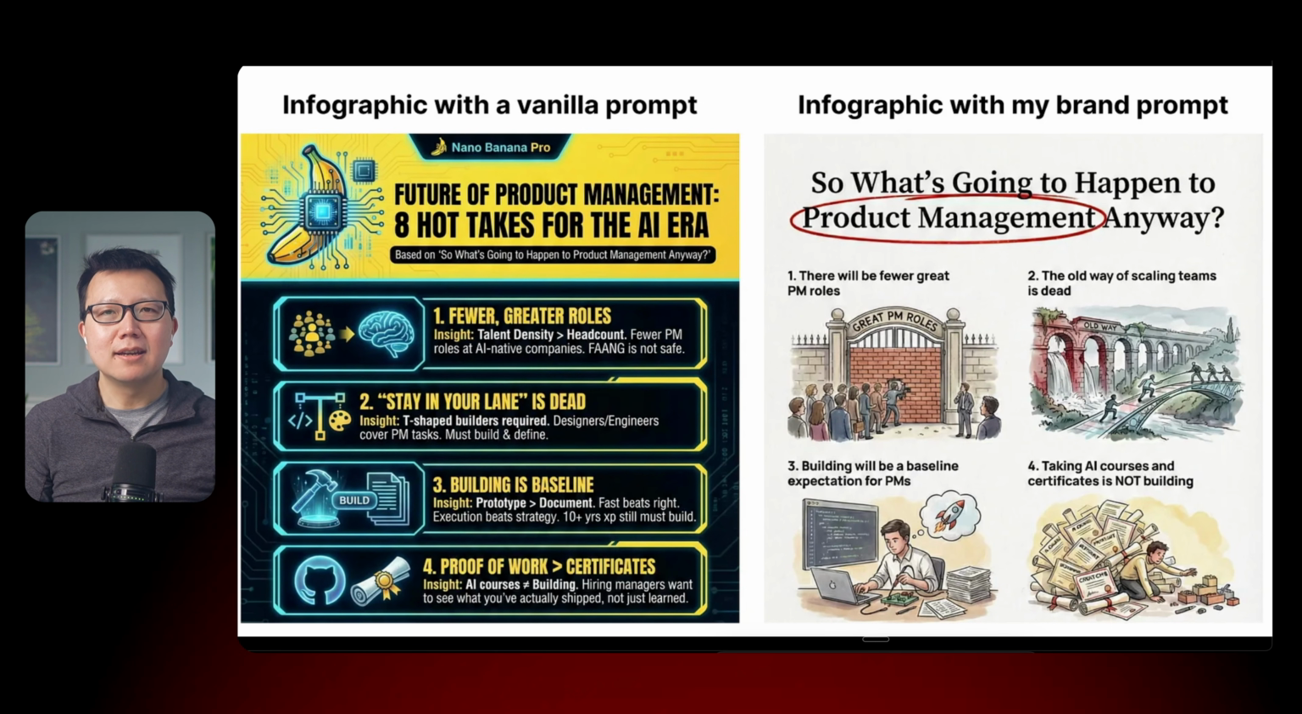And on the right side, I used my custom AI prompt by following the 5 steps that I'm going to cover next. And you can see the real difference between the AI slop on the left and an infographic that actually matches my brand guidelines on the right. All right. So let me show you exactly how to create an infographic on the right.